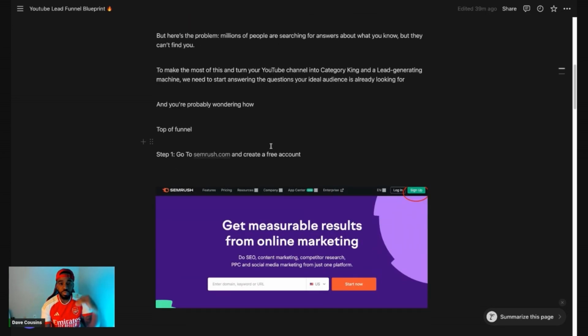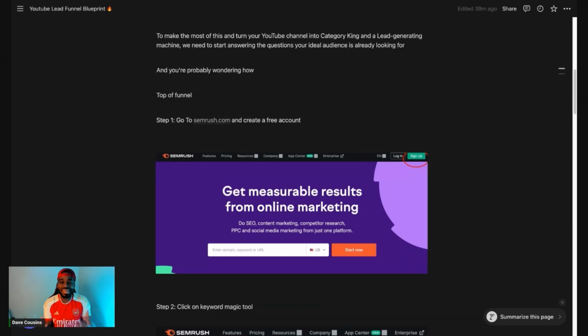Now we want to go to SEMrush. SEMrush does cost a little bit of money, however you still can get some free searches to look up these specific questions that your ideal audience is already asking. There's also another platform you can use in a similar way, called answerthepublic.com. You can also get some free searches with that. And if you have YouTube already and you're familiar with vidIQ, they also provide questions that your ideal audience is already asking. But for right now, I'm going to break down SEMrush so you can understand what I'm talking about.